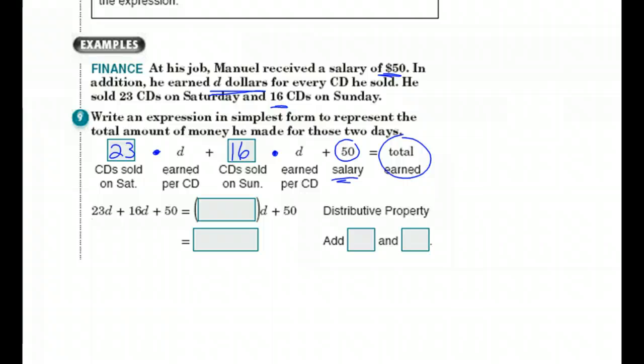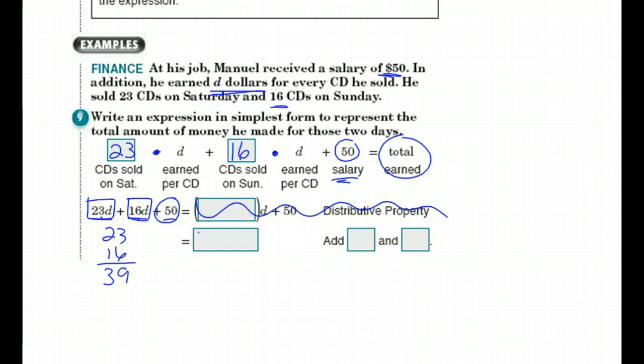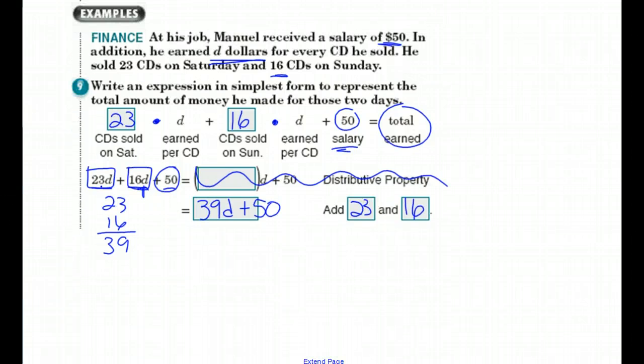So we see here 23D plus 16D plus 50. What are my like terms? My like terms are 23D and 16D. My unlike term is that positive 50. Again, we're getting rid of this step. What's 23 and 16? Well, let's add it. 23 and 16 gives us 39. Let's not forget our variable, which is D. And we add 50. And over here, what did we add? We added 23 and 16. So this is our expression for how much he made on those 2 days.